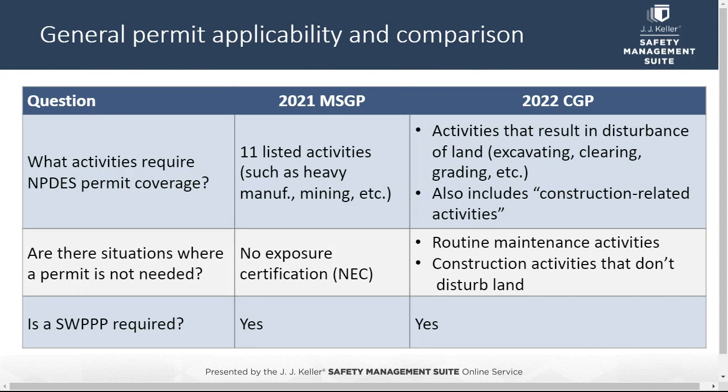It's worth noting that there are situations for each permit that are exempt from coverage. So for the multi-sector permit, that is true when a no exposure certification is issued for an industrial site. Now, this is EPA's mechanism to reduce compliance burden for sites where all industrial activities are protected from contact with stormwater. The construction general permit, on the other hand, does not apply to routine maintenance activities, such as landscaping, road maintenance, and other activities similar to these. It also does not cover construction activities that do not disturb land, such as interior remodeling.